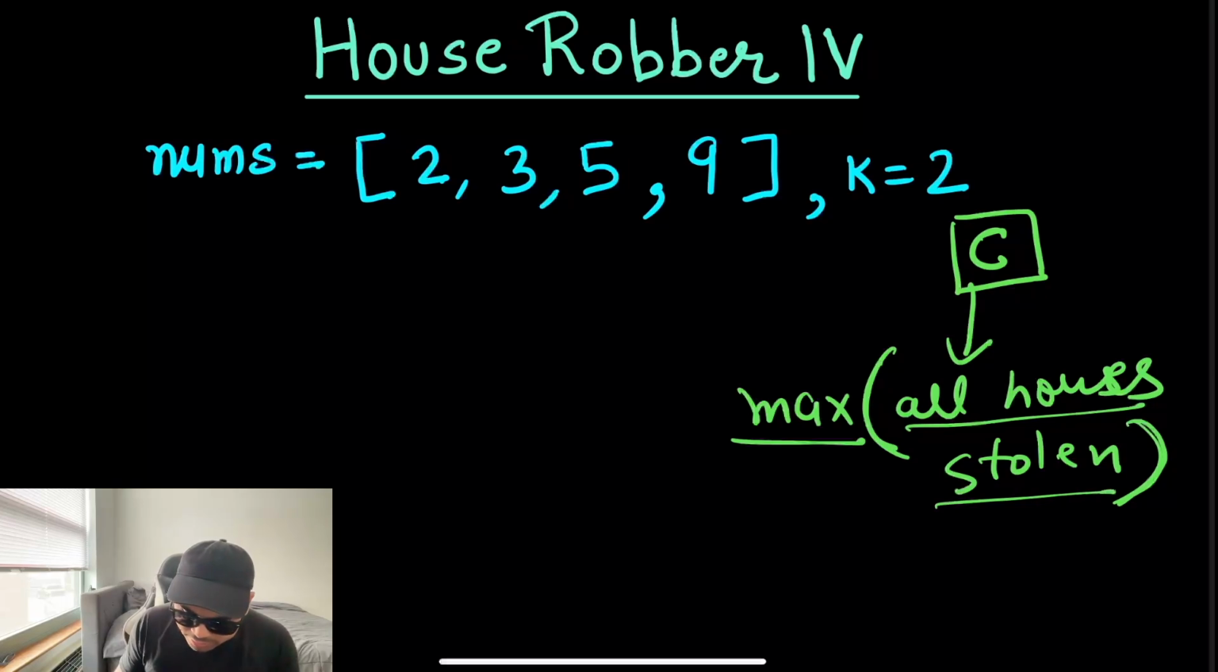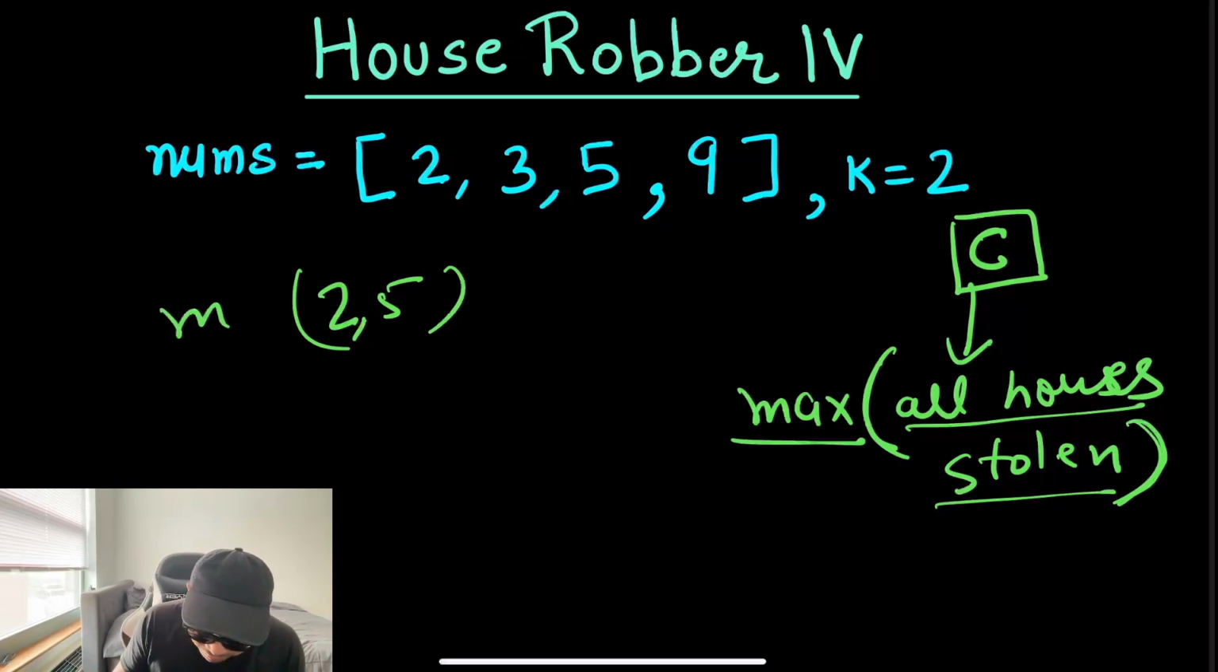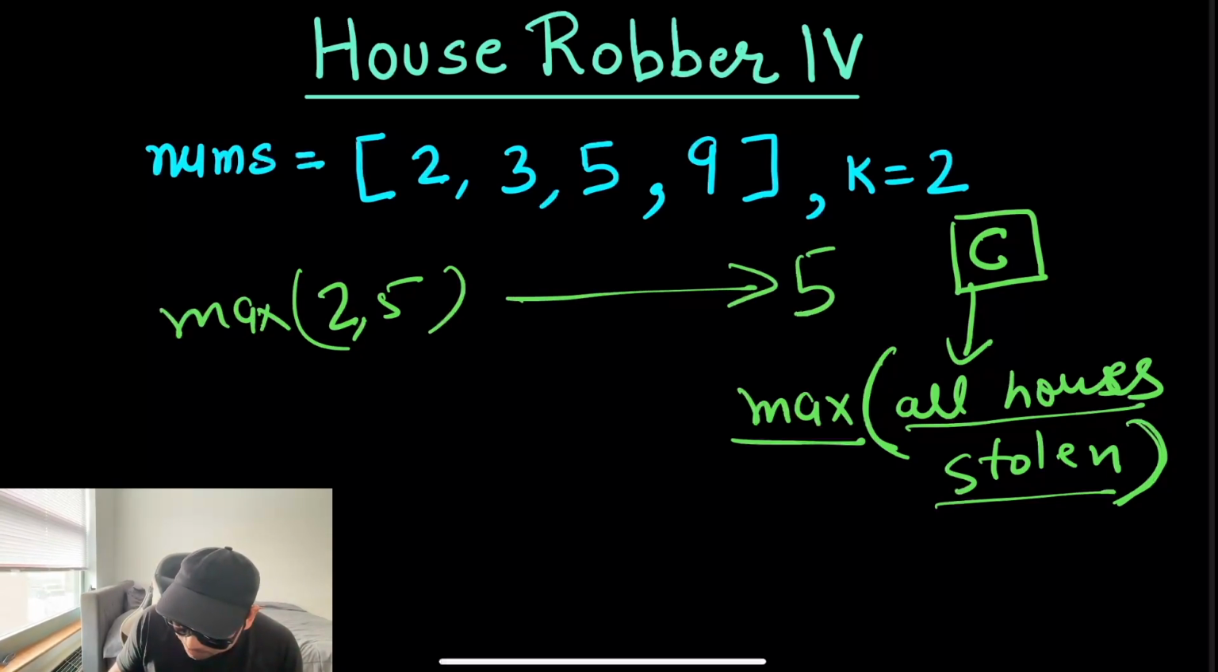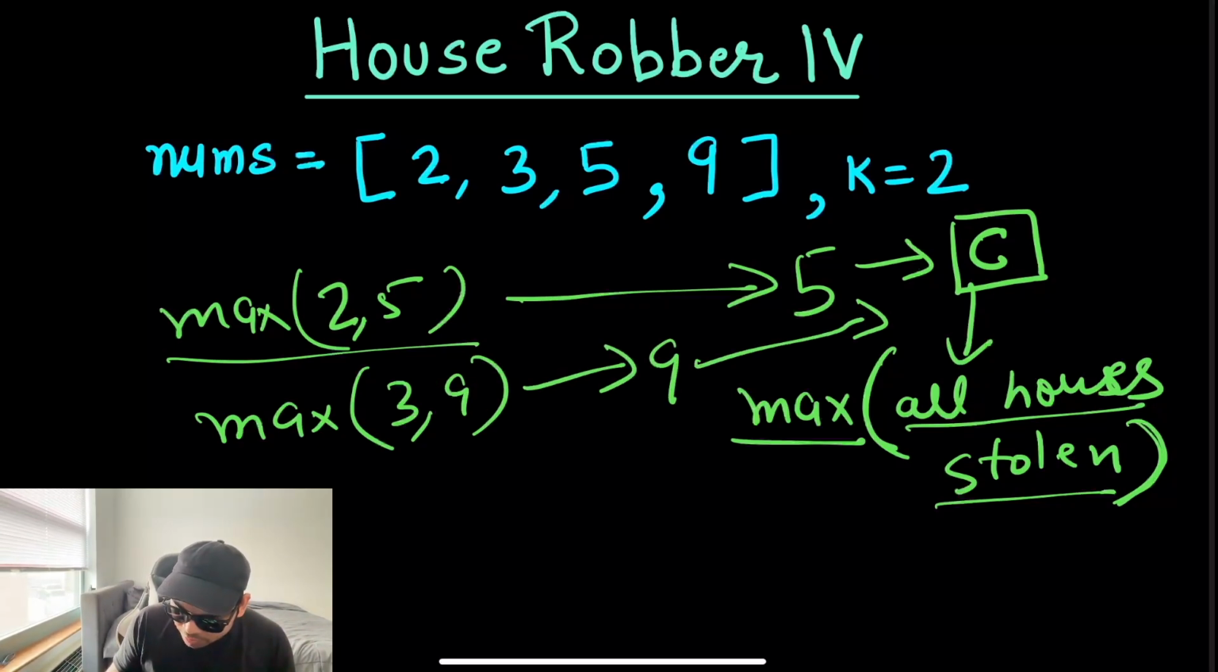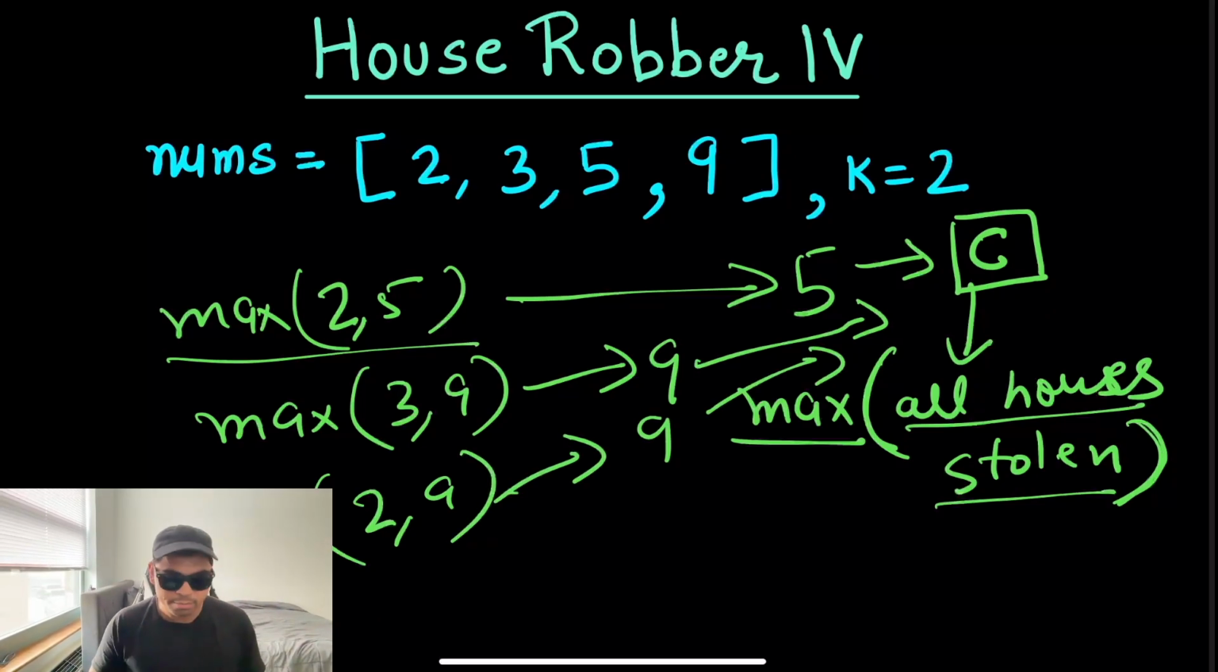If we were choosing a pair, 2 and 5, the max of 2 and 5 is 5, which is this capability. Then if we were choosing to steal from 3 and 9, that will be 9, that will be our c. How about another scenario? If you choose 5 and 5, 2 is already done, 9 and 3 are done. 9 and 2 is another possibility because they are not neighboring. So 2 and 9, here also it would be 9, and that is our maximum c.